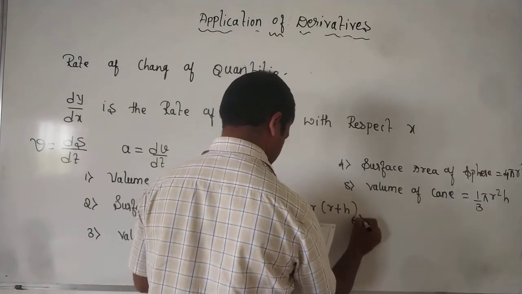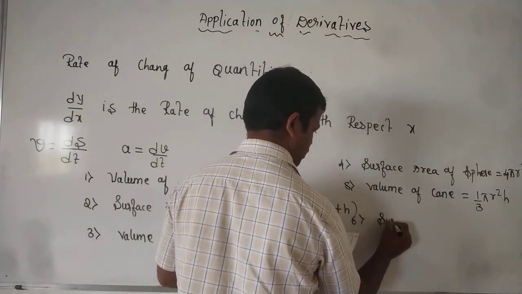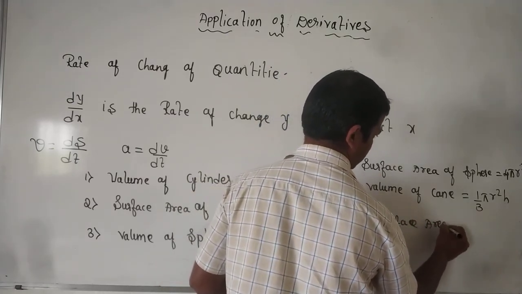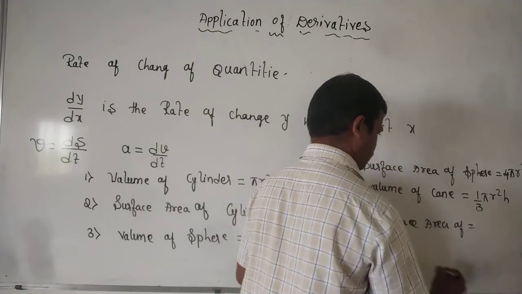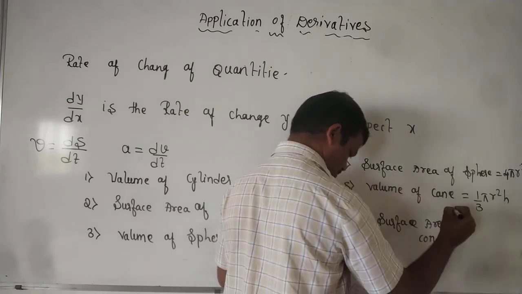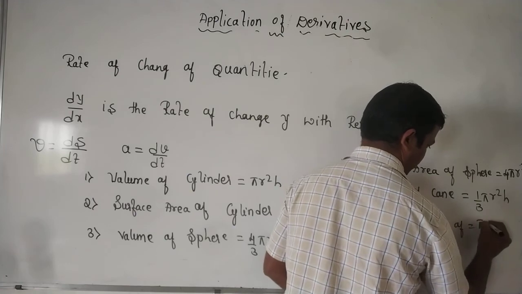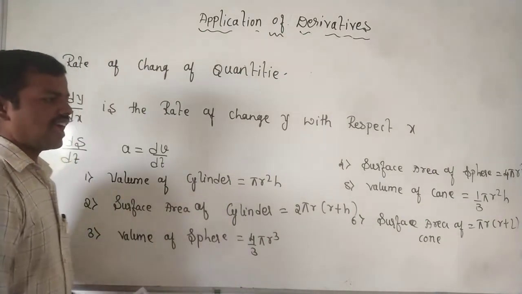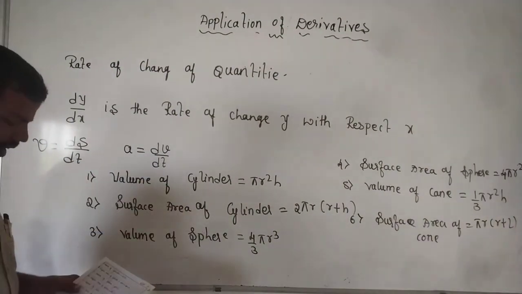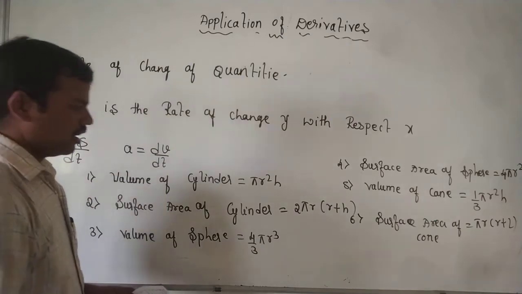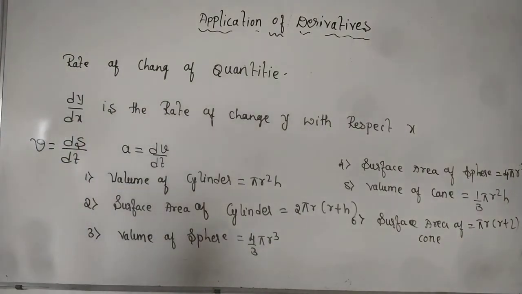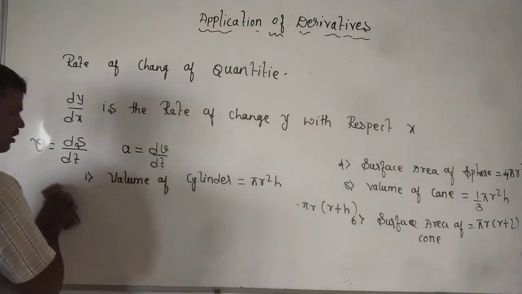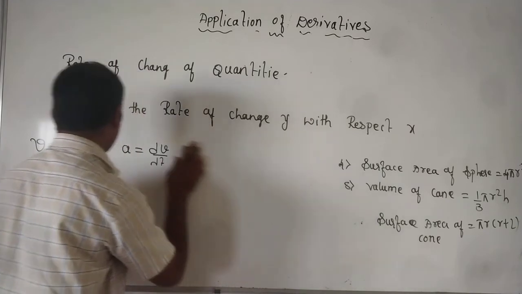Next, sixth one, surface area of the cone is equal to pi r plus l, where l is the slant height, length of the slant height, which we call. Next, area of the circle, perimeter of the circle, area of the rectangle, perimeter of the rectangle, we know that.